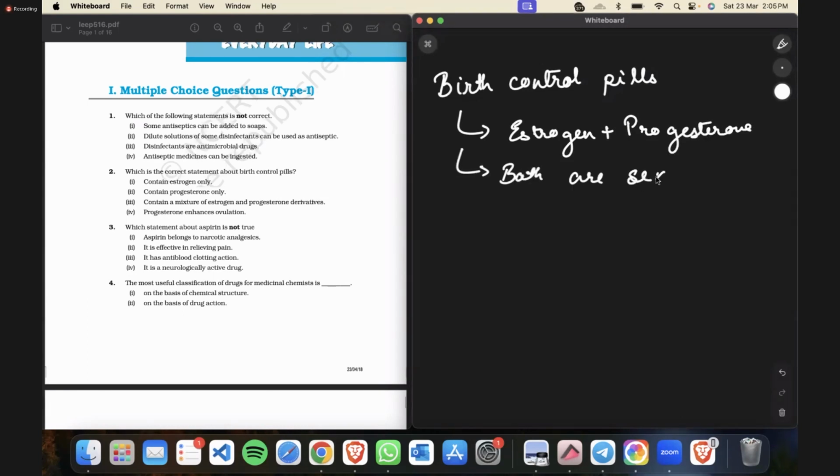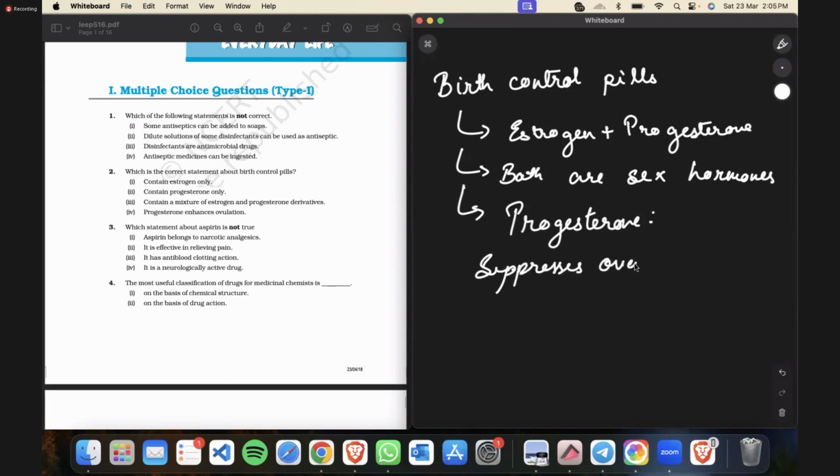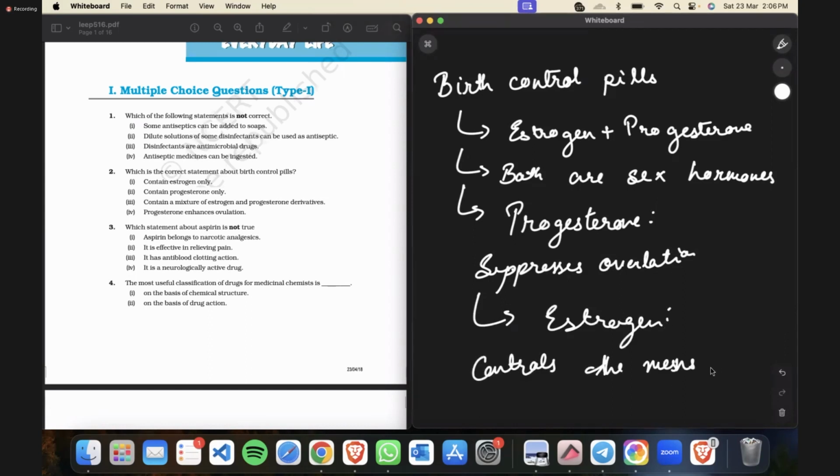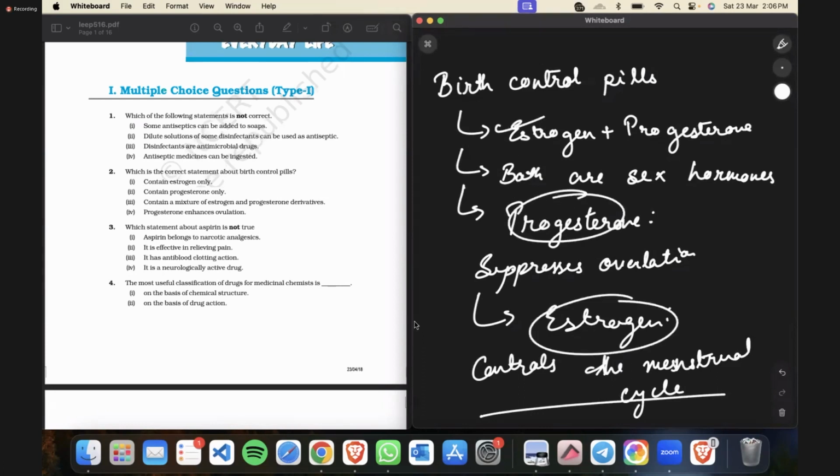Both are sex hormones. What is the function of progesterone? Progesterone suppresses ovulation. And what is the function of estrogen? Menstrual cycle. Alright, so this shows all the important parts: estrogen, progesterone, function of progesterone, and function of estrogen.